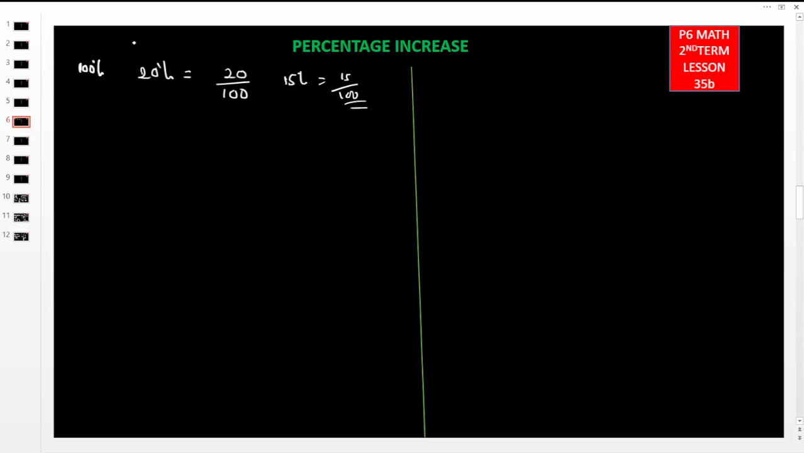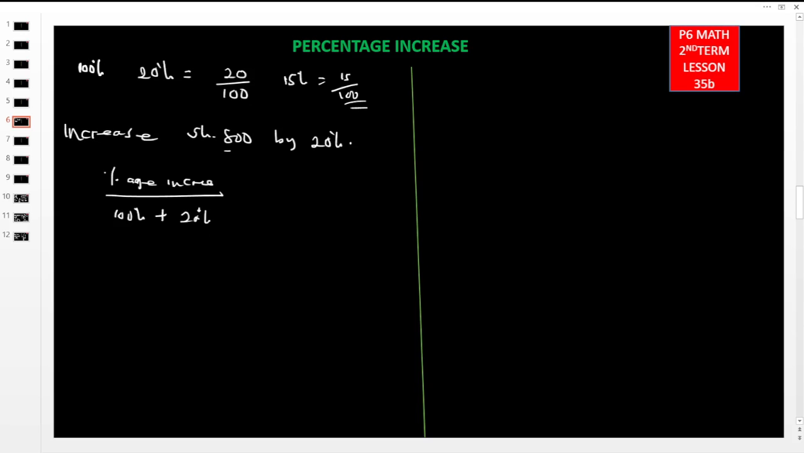Suppose we are told to increase, let us get this first example here. Increase 800 shillings by 20%, meaning that this money is at 100%. So from there add on more 20%. What we are going to get at first is the percentage increase. Our number is at 100%, then we make it bigger by adding on more 20%, meaning that it's going to move from 100 to 120%.